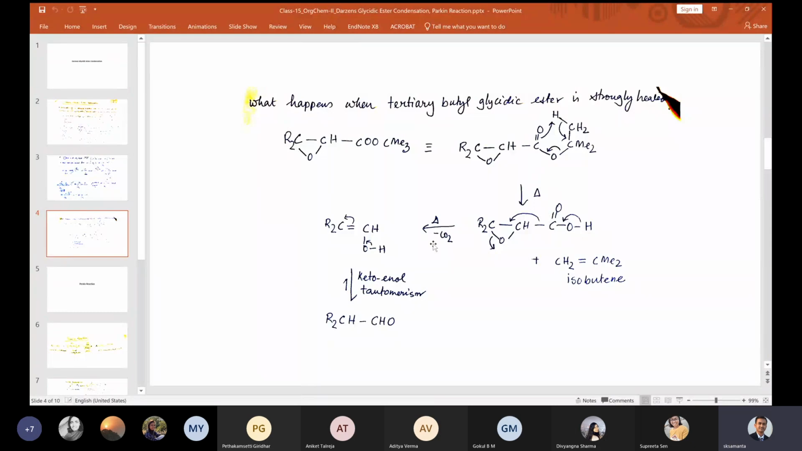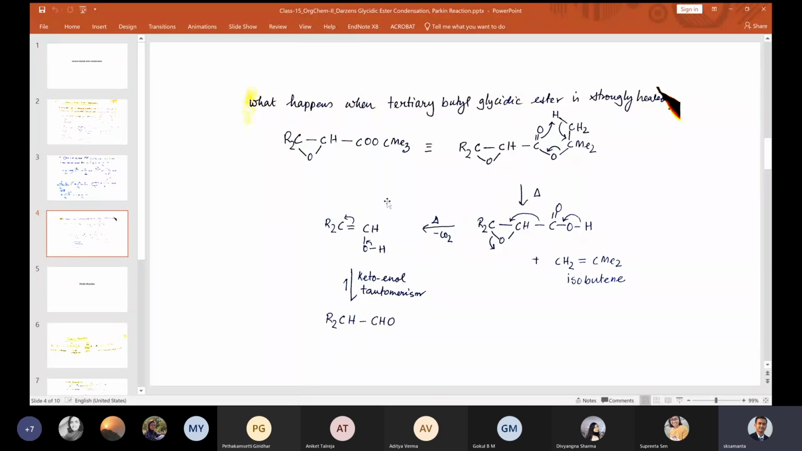That means it will undergo decarboxylation under heat treatment. So this bond comes here, this bond comes here, this breaks. So that CO2 leaves, and then after keto-enol tautomerism, you get this product. Do you realize what the difference is? What is the difference of this from the previous case?